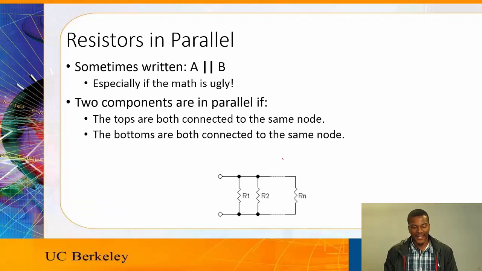When a resistor is not considered in series, it's considered in parallel. Here's an example of some parallel components on the bottom of the slide. Two components are considered in parallel if the tops and the bottoms are connected. You can also think of this as two different nodes. They're connected at two different nodes. And you can also think of it as, if current flows in, it has multiple paths to flow.